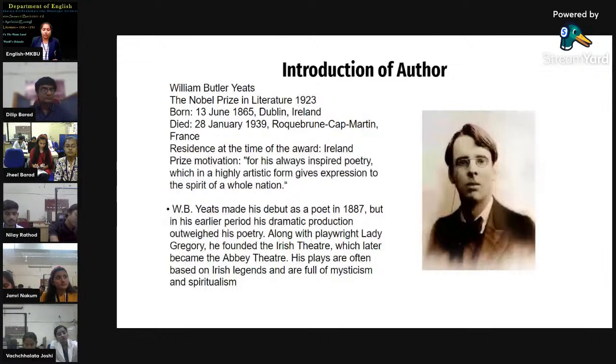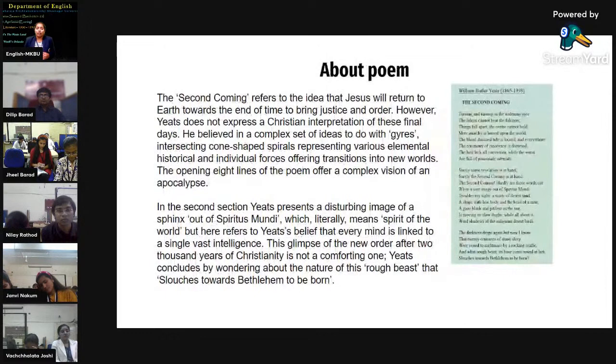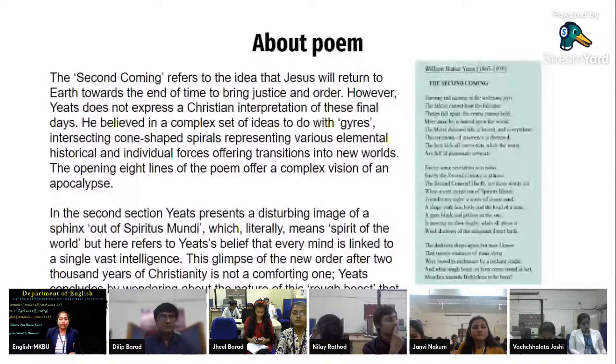About the poem The Second Coming, we can interpret it in various ways. We can read it as a pandemic poem, as war poetry, and I interpret it with Indian mythology. The Second Coming poem can be interpreted in various ways.